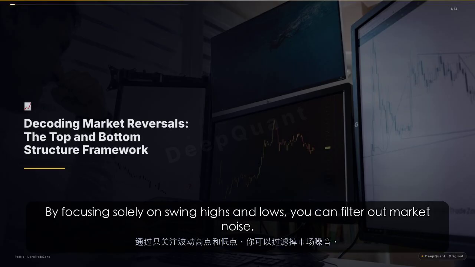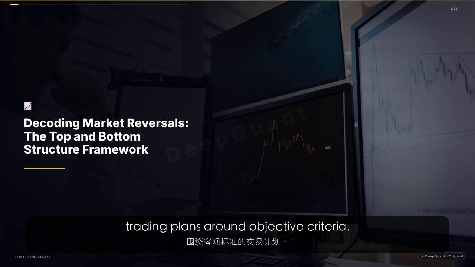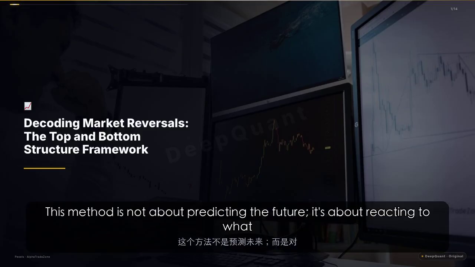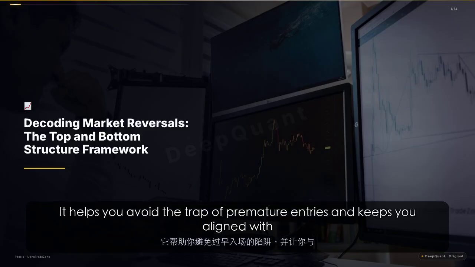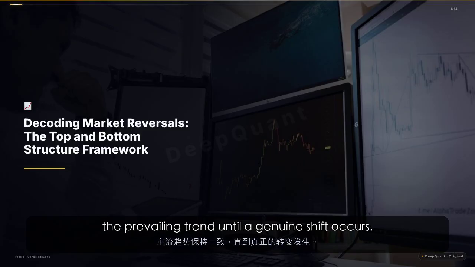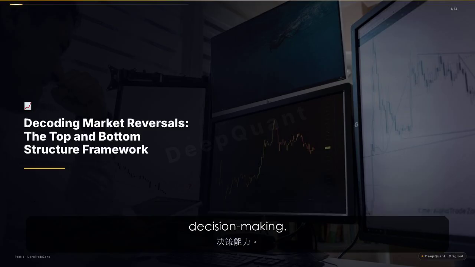By focusing solely on swing highs and lows, you can filter out market noise, stay with the trend until a proven reversal condition appears, and design trading plans around objective criteria. This method is not about predicting the future, it's about reacting to what the chart is already telling you. It helps you avoid the trap of premature entries and keeps you aligned with the prevailing trend until a genuine shift occurs. The structure provides a clear roadmap, reducing uncertainty and enhancing decision-making.